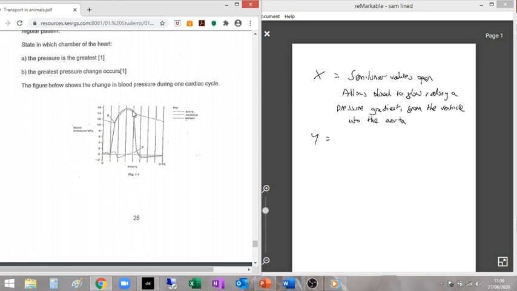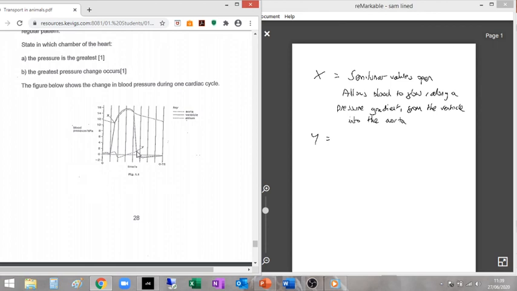So at this point here, notice that all the pressure starts to decrease again. So that's about the time when the blood might start to go back into the ventricle. Therefore here is where the semilunar valves close. And the pressure in the ventricle drops and drops until, well, it keeps dropping.